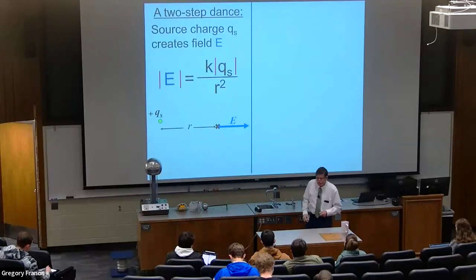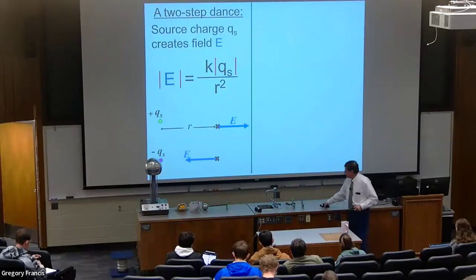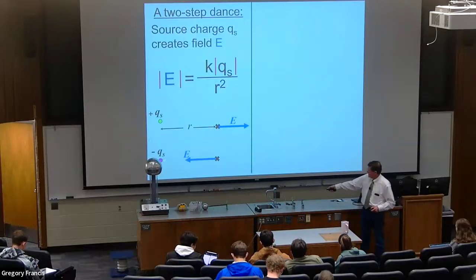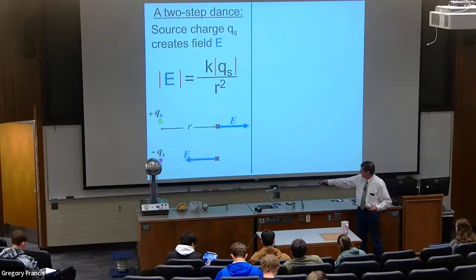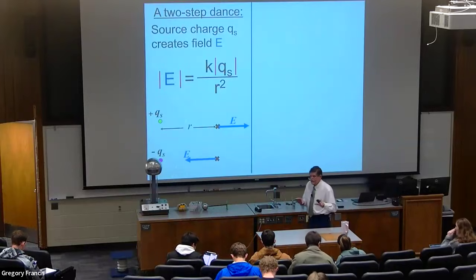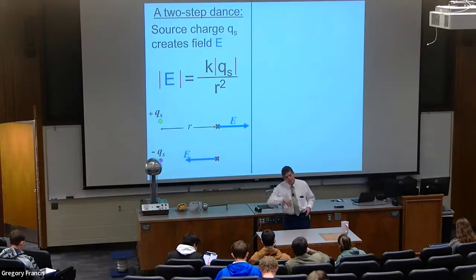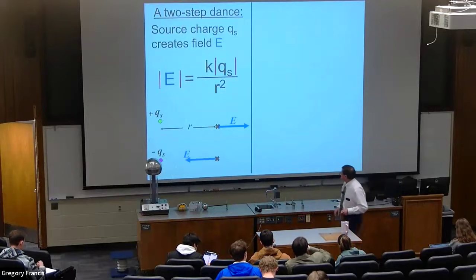Like charges repel. If I had a negative Klingon, a negative source, the field would be towards. If I was looking down here, it would be towards. Up here, it would be towards. Everywhere, it would be towards. Now, that's the first step. The Klingon sets up the field, goes back to the home planet, okay?